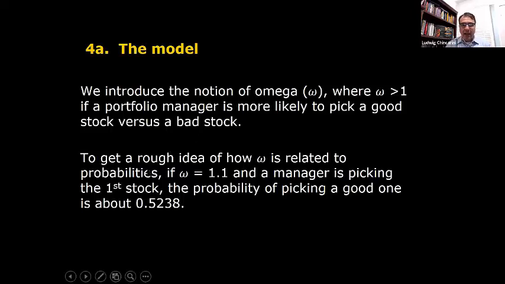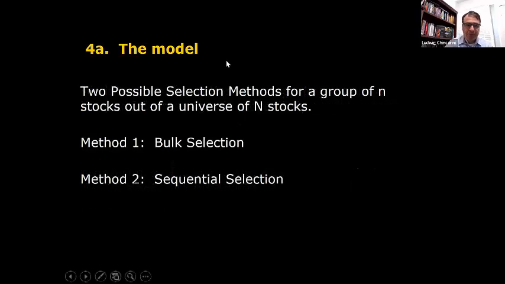To give you an idea of how you map omega to probabilities, omega of 1.1, for example, is a manager whose probability of picking the first stock as a winner is 0.52, or 52%. So it's not crazy. Omega 1.1 is not a crazy number. It just means the manager, on average, is better at picking winners than a random coin flip. Okay, so it's very, I would say, reasonable.